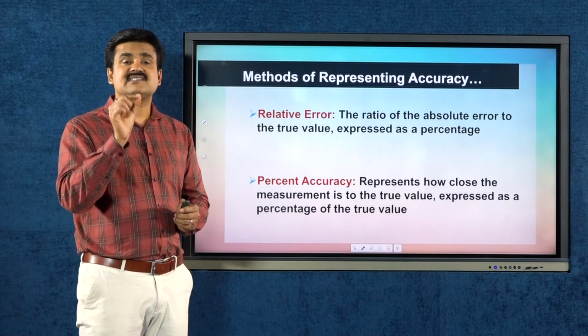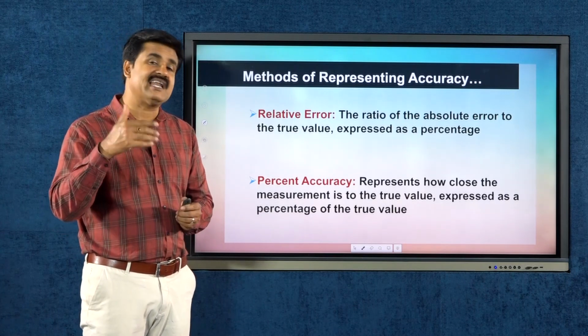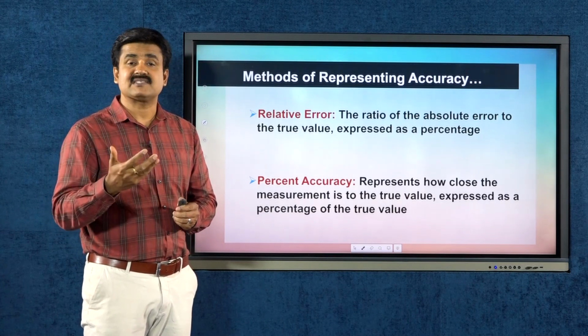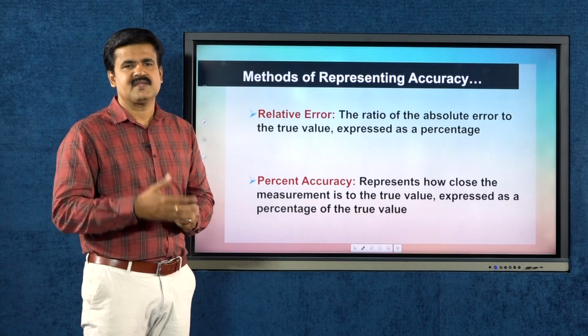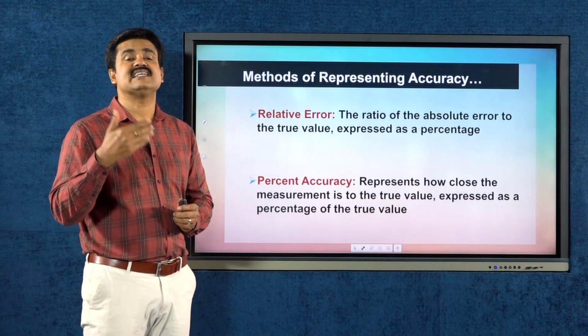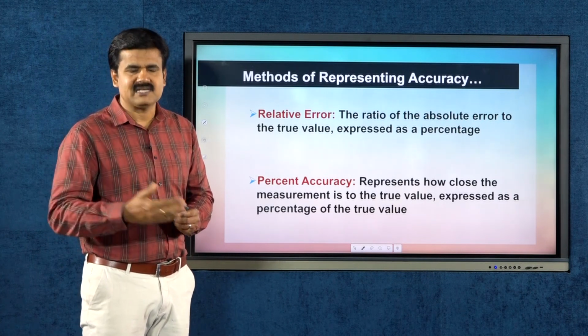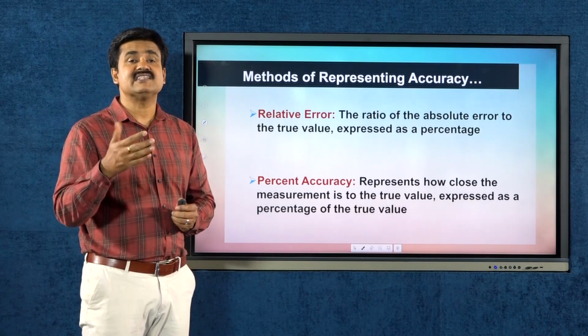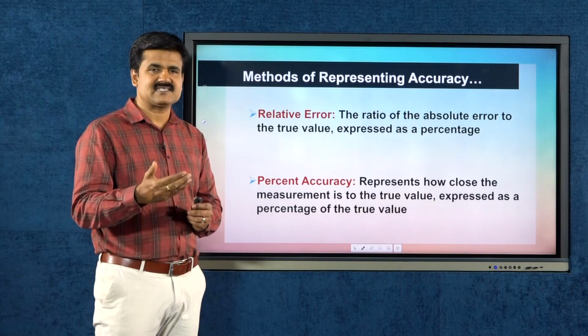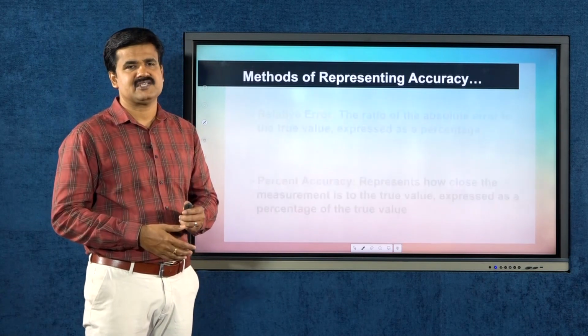Now, percentage accuracy is another possibility to represent accuracy. Percentage accuracy represents how close the measurement is to the true value, expressed as a percentage of the true value. Similar to error percentage, you can also represent percentage accuracy. So, absolute error, relative error and percent accuracy are various important methods to represent accuracy of a measurement.